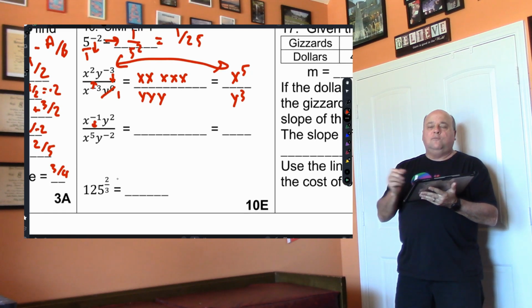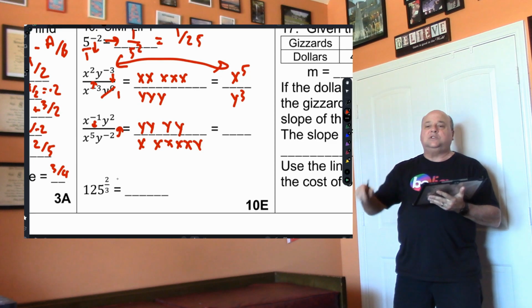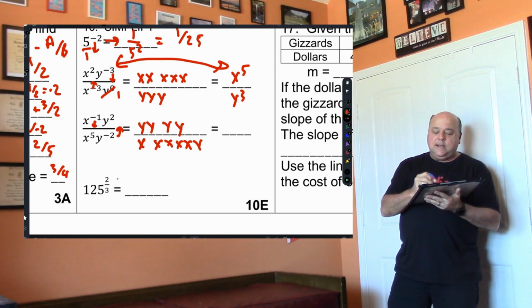The x to the negative 1 moves to the bottom. The y squared stays on top. The x to the 5 stays on bottom. And the y to the negative 2 is going to go to the top. Notice, all the y's are on top. All the x's are on bottom, aren't they? I got 4 y's on top, and I got, what, 6 x's on bottom?